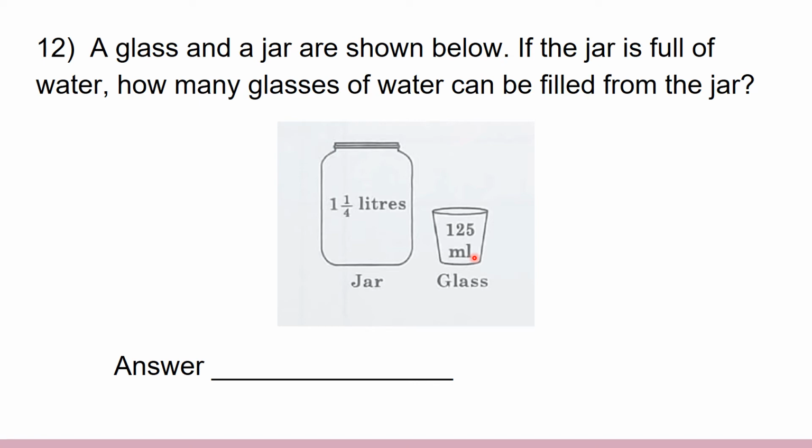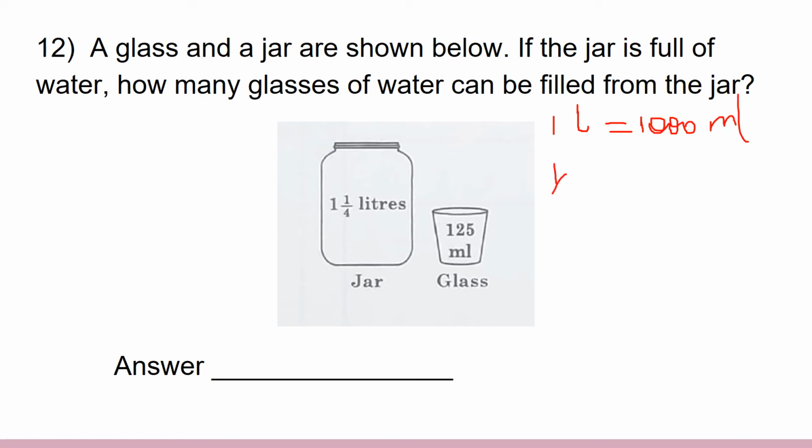125 milliliters. So what we need to do is to convert liters to milliliters. We have to convert 1 1/4 liters. Let's begin with 1 liter. 1 liter is equal to 1,000 milliliters. Isn't that so?